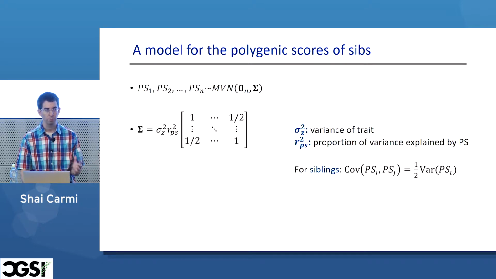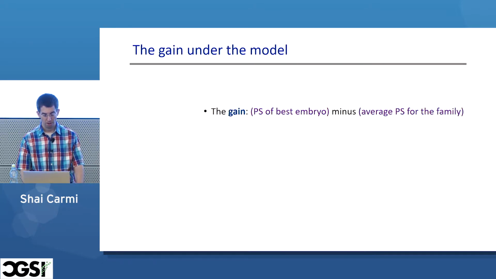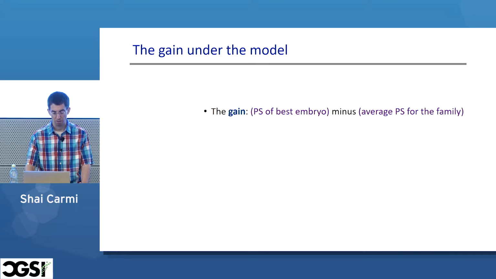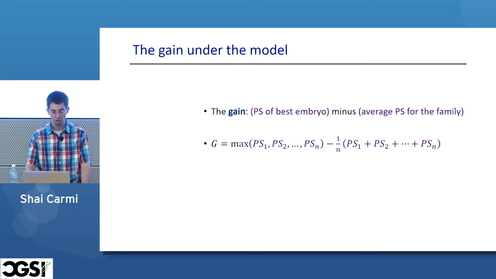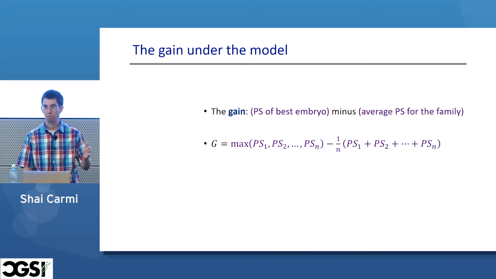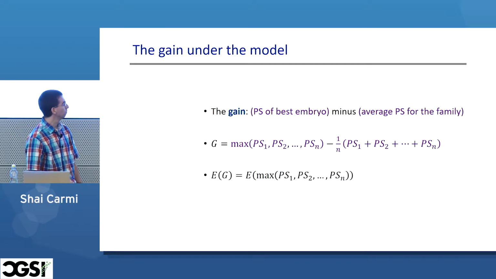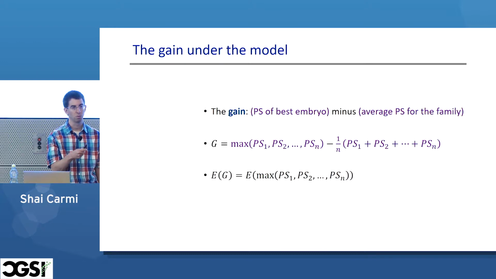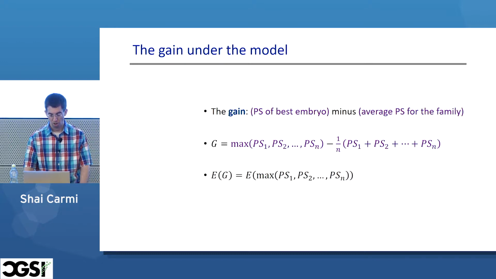Okay, so we have these polygenic scores, and now I remind you that we define the gain as the score of the best embryo minus the average score. So if we write it mathematically, the gain is the maximum of those n polygenic scores minus the average of these n scores. Now, if we take the mean, by definition we center the polygenic scores so that they have 0 mean. So the second term is 0, and what we need to compute is the expectation of the maximum of these n scores. So how do we do it?